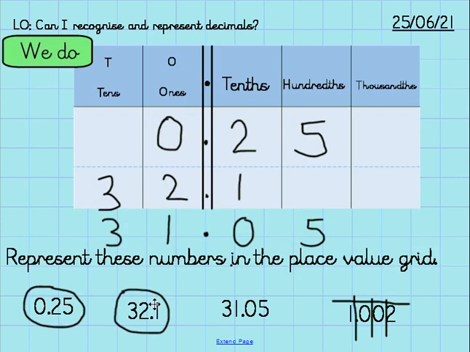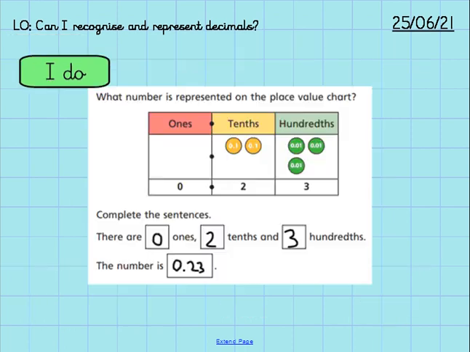So we put some of the numbers down here in the place value grid. Now, none of these numbers move, the order doesn't move at all. So 0.25, we know there'll be 0 ones, then our decimal point is always in the same place, 2 tenths, 5 hundredths. 32.1, we know in 32.1 there are 3 tens, 2 ones, and then 1 tenth after the decimal point. So we're just putting those numbers into the correct spot.